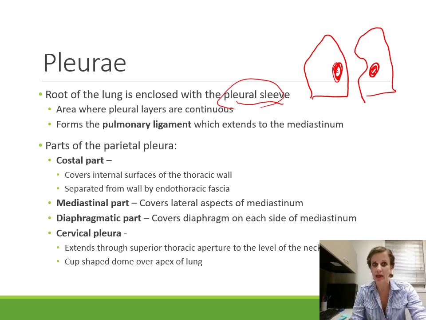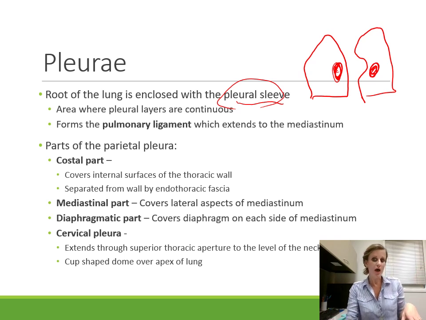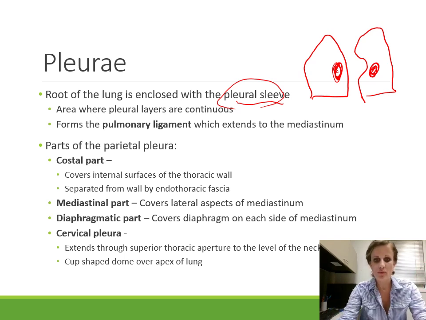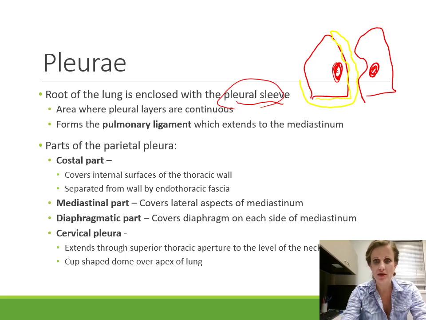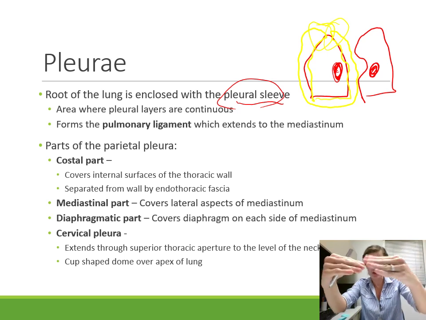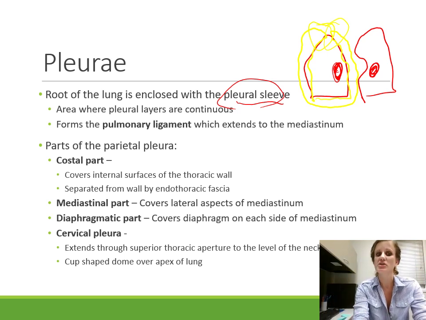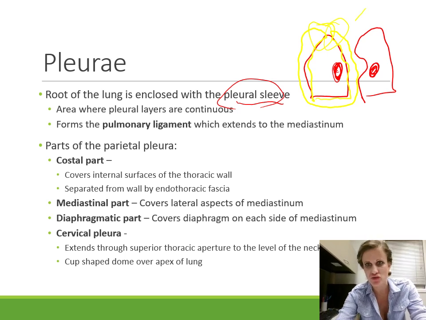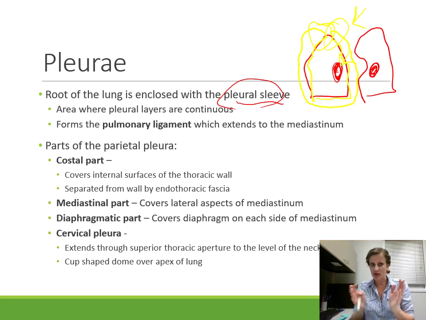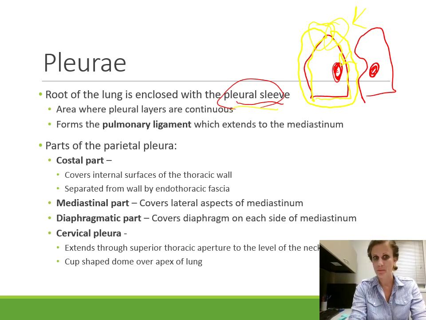This also happens to be the area where the two layers of the pleura are continuous with each other. Remember, we said that the inner layer is the visceral layer, and then that continues around and connects to the outer layer or the parietal layer. The area where they actually connect with each other, where they're continuous, occurs here at the root. I just drew it here so you could actually see it, but that's occurring in the back of the lung at the root. They're continuous there at the root of the lung where the pleural sleeve is created.